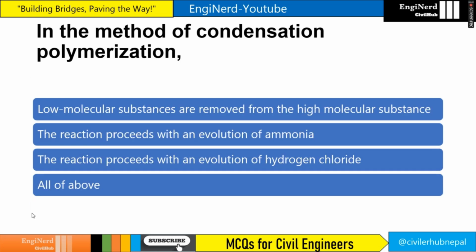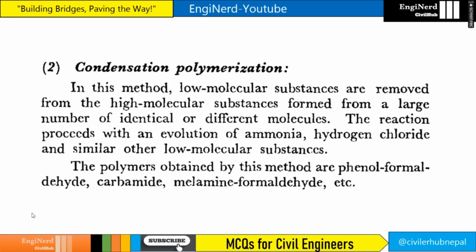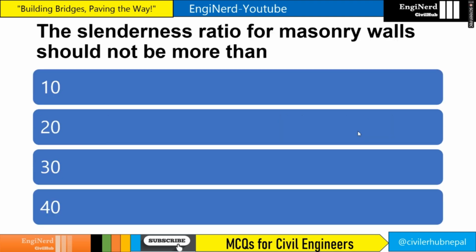In the method of condensation polymerization, low molecular substances are removed from the high molecular substance. The reaction proceeds with an evolution of ammonia. The reaction proceeds with an evolution of hydrogen chloride. All of the above. If you see here, in this method, low molecular substances are removed from the high molecular substances formed from a large number of identical or different molecules. The reaction proceeds with an evolution of ammonia and hydrogen chloride also, and similar other low molecular substances. So the answer is all of the above.